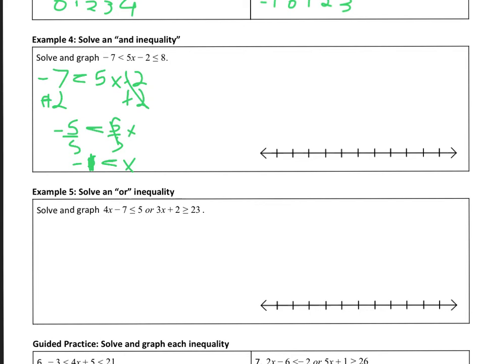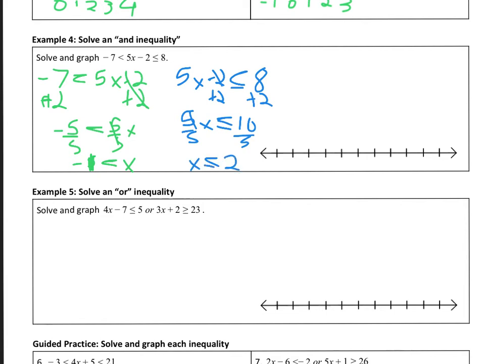That's part of my compound inequality to solve. The other inequality to solve: 5x minus 2 is less than or equal to 8. Just ignoring the -7 is less than part, solving this inequality, same steps, add 2 to both sides. 5x is less than or equal to 10. Divide by 5, divided by a positive, the sign stays the same. x is less than or equal to 2.